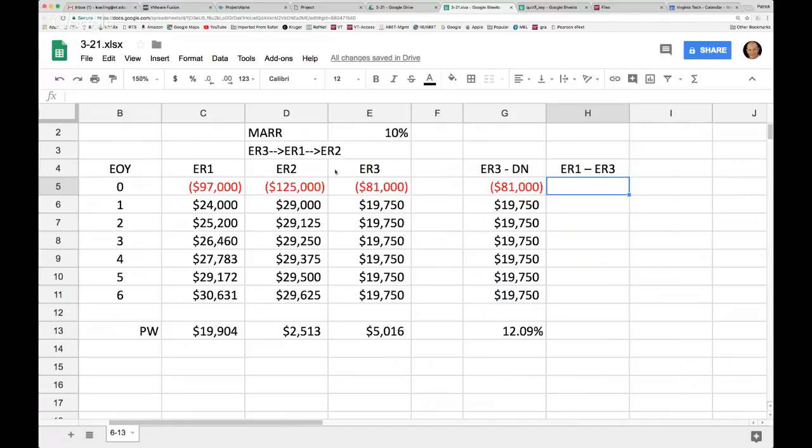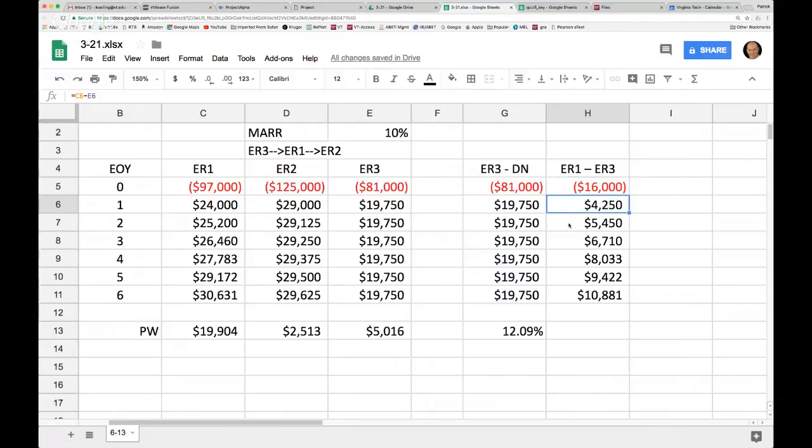That's okay. Because ER1 is the next investment level up. I said it was ER1. Not paying attention to my own problem. Equal ER1 minus ER3. It's just that simple. ER1 minus ER3. And that goes all the way down for each year. And there we go. There's the incremental investment, $16,000. The incremental positive cash flows each year, there they go.